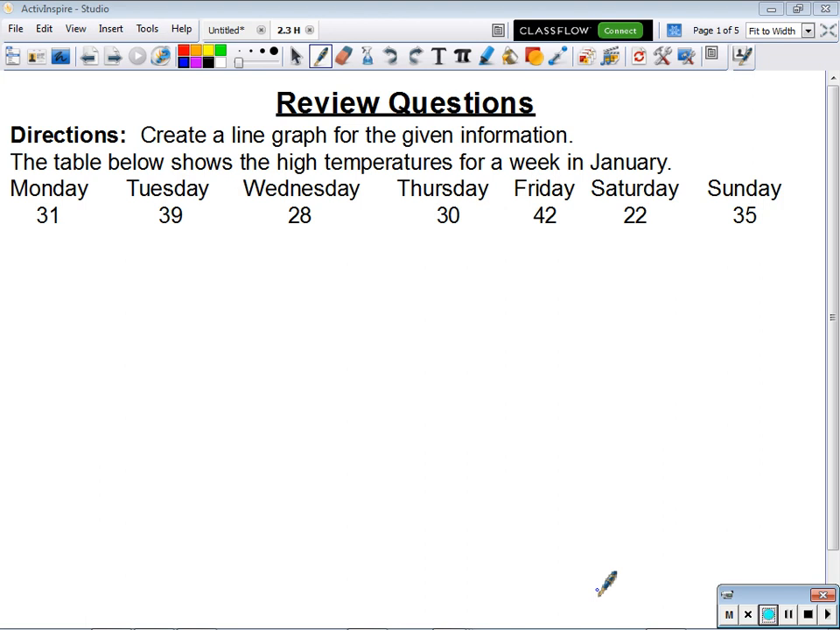So a different type of graph that we're going to look at today is what's known as a line graph. And a line graph measures frequency over time. So first thing I want to show you here is how to create a line graph. So the table below shows the high temperatures for a week in January.